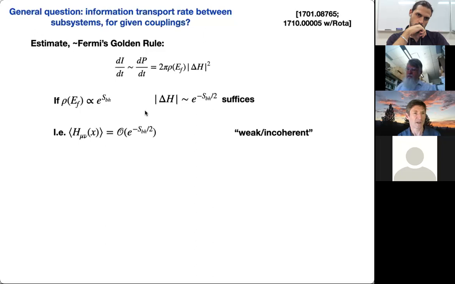And so in that scenario, it's easy to see that likewise, you will have a typical expectation value of the metric perturbation, which is also exponentially small. In that scenario, it looks like one can also achieve the required information transfer, but with metric perturbations which are effectively much smaller. So I'll call that the weak or incoherent scenario.